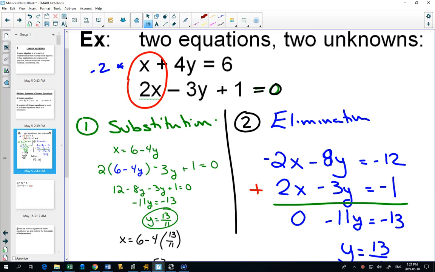Sometimes you have to multiply both equations. Like if I wanted to make the y's the same, I have to multiply the first equation by 3, the second equation by 4, so that they both have a 12 in front. Okay? If you can just multiply one equation, it's nicer. It's easier.